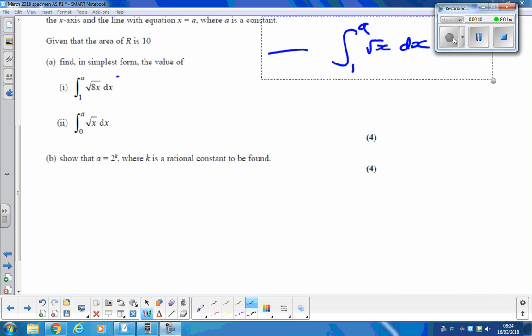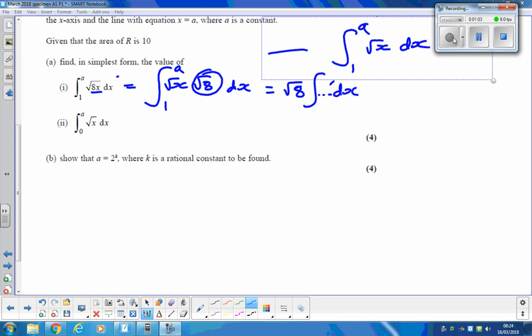So just moving the screen down here then. This is exactly the same as the square root of x times by the square root of 8. You know that from your surds work. And so if we're trying to find the integral of this from 1 to a, we can take that factor out and say that this is root 8 times by the integral again. And because that integral we know is 10, this is just root 8 times by 10, or 10 root 8s.